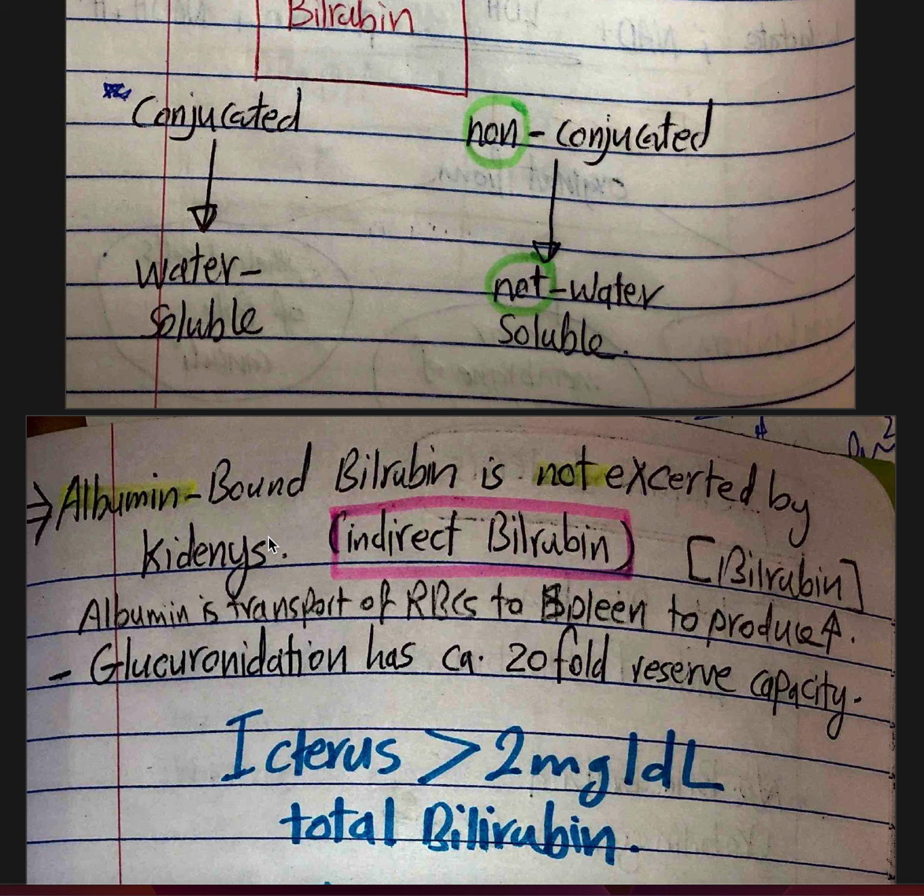Albumin-bound bilirubin is not excreted by the kidney, because albumin-bound bilirubin is still unconjugated, just being transferred. Unconjugated bilirubin is formed inside the spleen, and then the albumin transfers this bilirubin to the liver, just like a transport. It has no action with the kidney. Albumin is a transport for the RBCs to the spleen to produce unconjugated bilirubin.